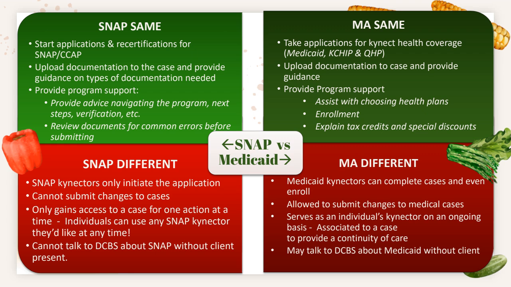Medicaid connectors can submit changes, whereas SNAP cannot. And one big distinction is that for Medicaid, you may have a dedicated connector. For SNAP, you may have a dedicated connector, but it's not on an official programmatic standpoint. You're not assigned the same person every single time. So those are just a couple differences. As I said, I really don't want to go into too much because that's a little bit overwhelming for folks who are just getting their feet under them.